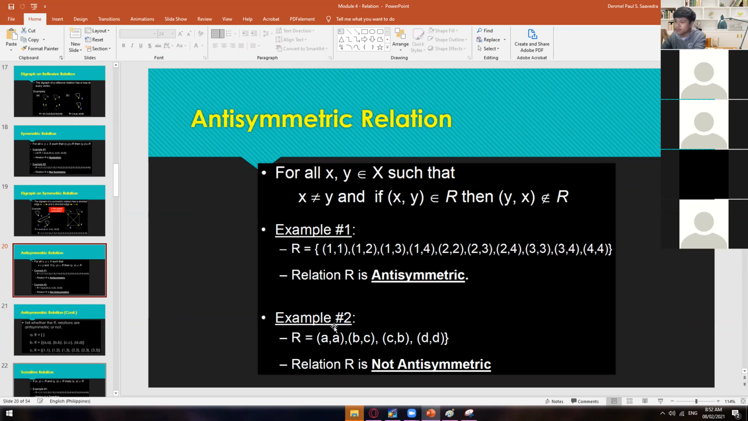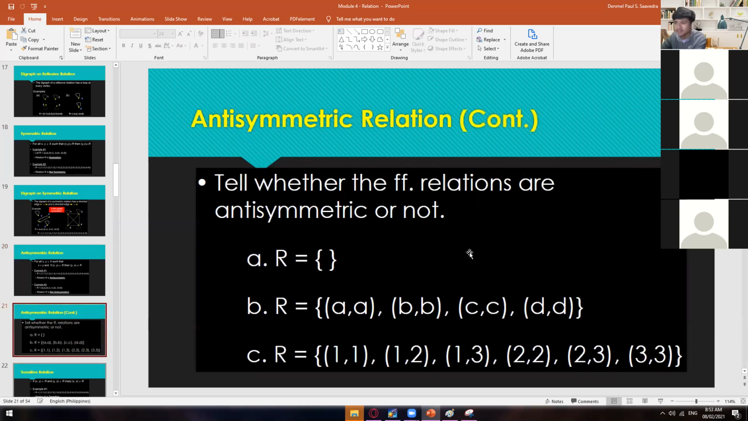For example number 2, we have here AA, BC, CB, and then DB. You could see that this one is not antisymmetric because this one is symmetric. Okay. So are we clear so far? Yes, sir. How about the others? Yes, sir.